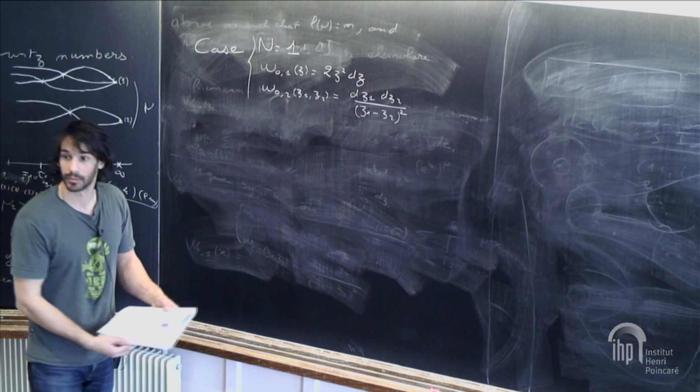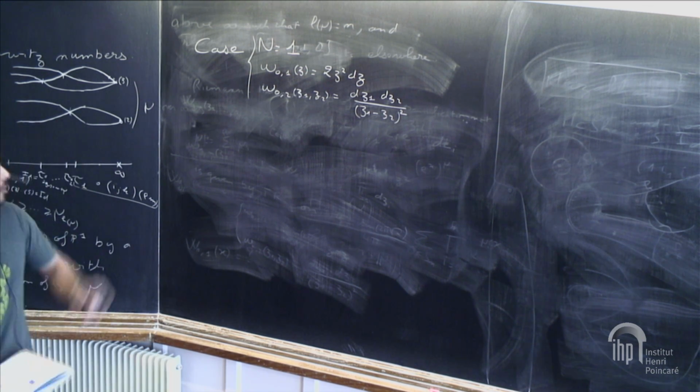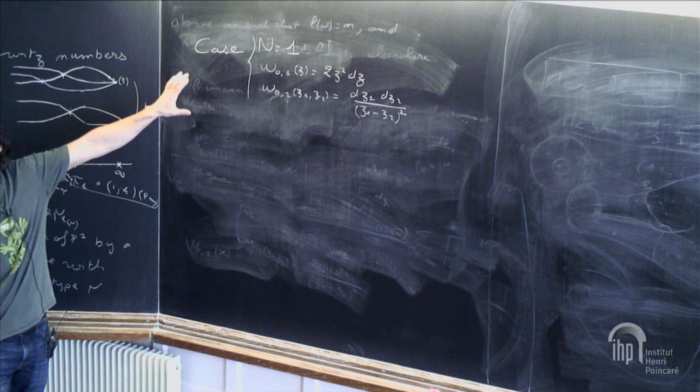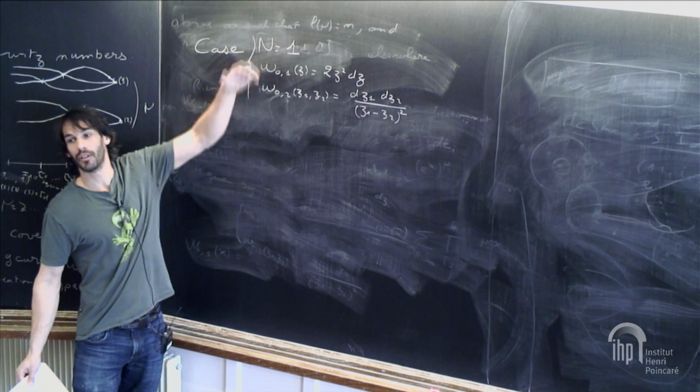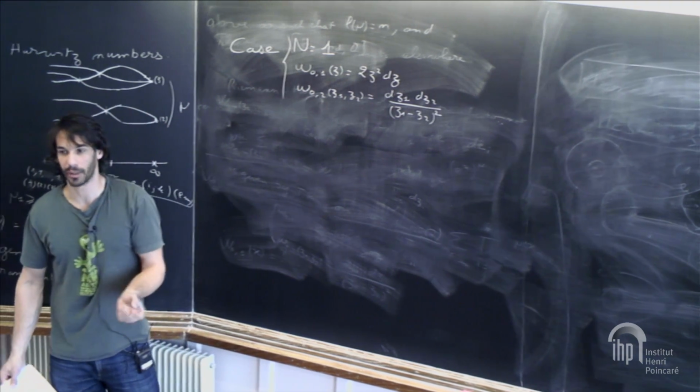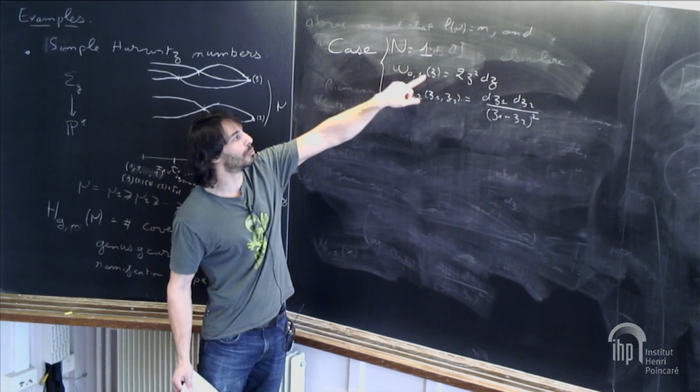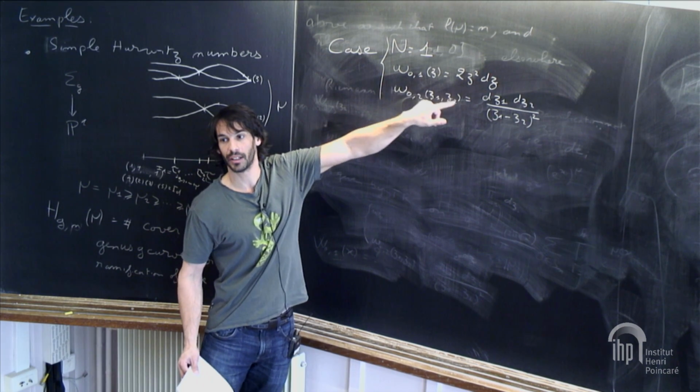Sorry? It's the number of branch points. So in the local curve, that's what I said, it's the number of disks I have, so it was the number of branch points. So here I just have one, that's why I don't put any index i here.